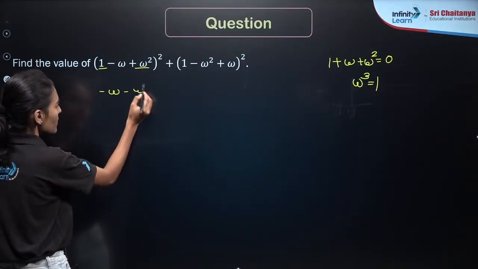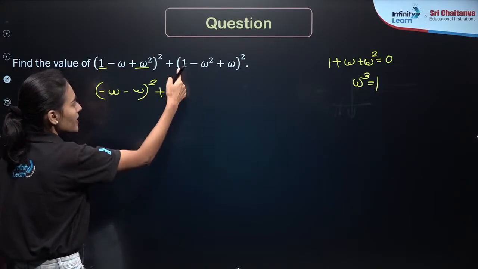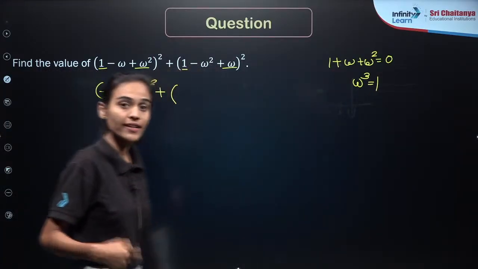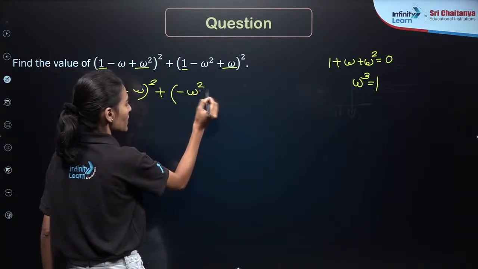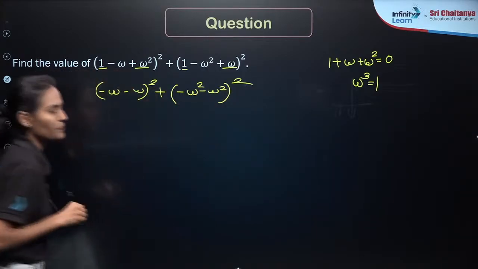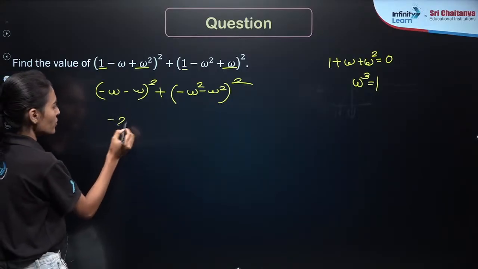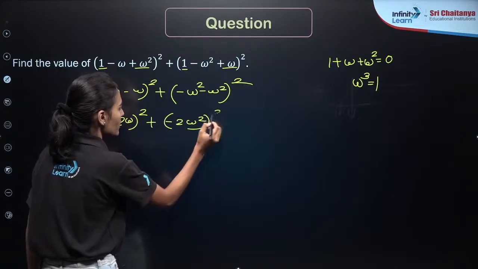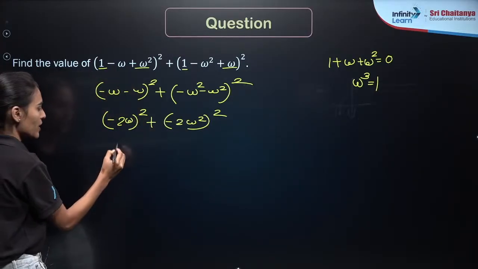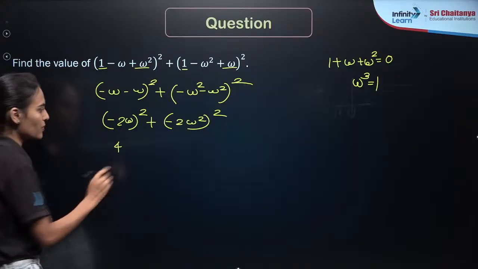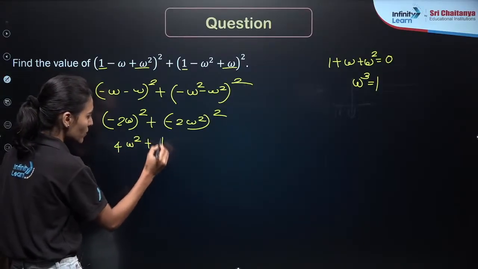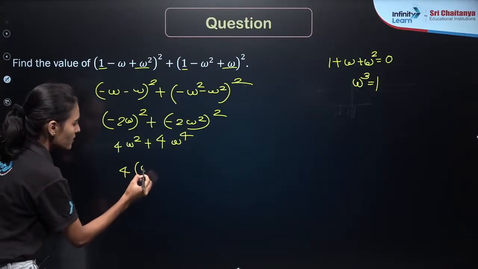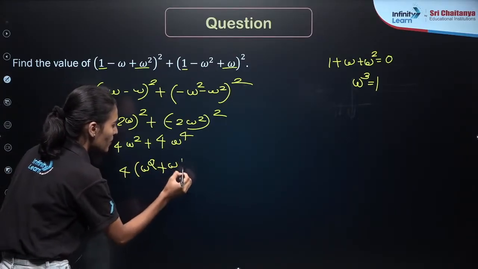तो ये होगा माइनस ओमेगा होल स्क्वायर प्लस यहाँ पे देखो आपके पास है 1 प्लस ओमेगा, यहाँ से क्या मिलेगा, माइनस ओमेगा स्क्वायर, तो ये होगा माइनस ओमेगा स्क्वायर होल स्क्वायर. So this will give you minus 2 omega whole square plus minus 2 omega square whole square. तो ये हो जाएगा minus 2 square means 4, 4 omega square plus 4 omega power 4. So 4 is common and this is omega square plus omega power 4.